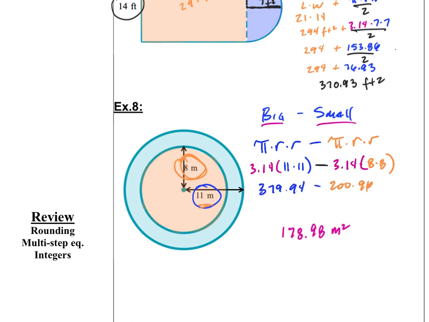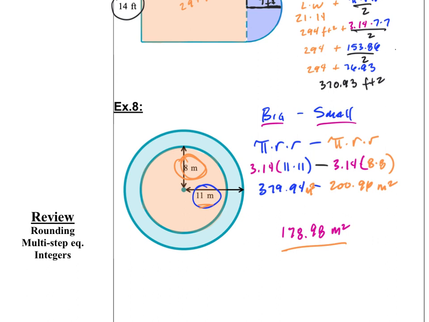So we get 379.94 minus 200.96. Remember that we're talking about meters squared for both of these. And we wind up with 178.98 meters squared.